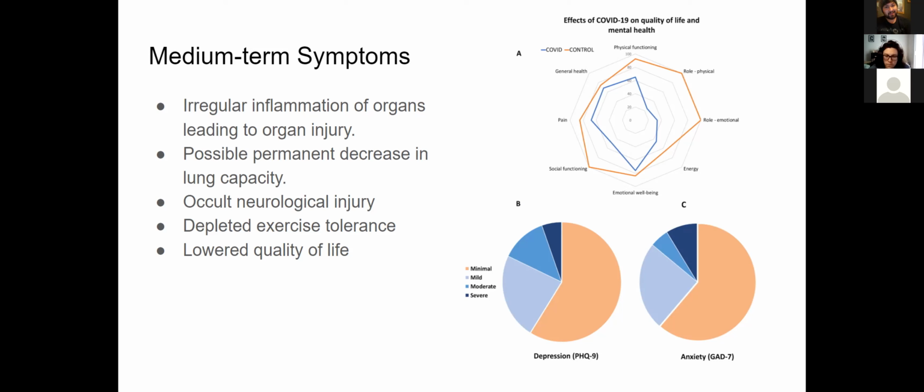And in general, there is a lowered quality of life that was determined by a survey, where people in a control versus people who had COVID and medium-term symptoms had to answer a bunch of questions, and that would determine how their physical role or their emotional roles were by comparison to somebody who had not had COVID. And it was much lower on specifically those ones and social functioning.